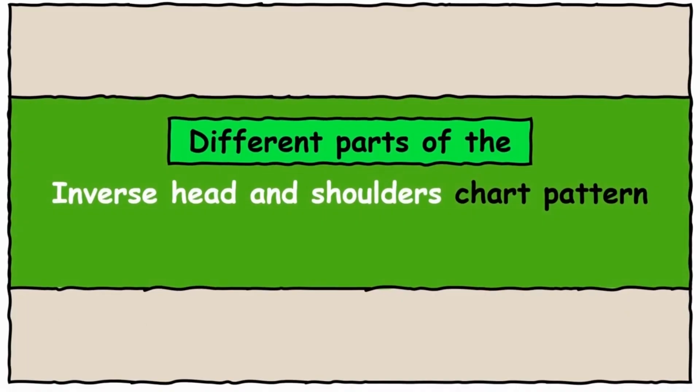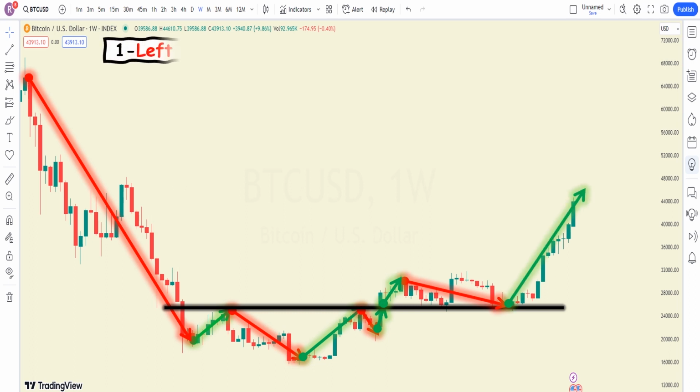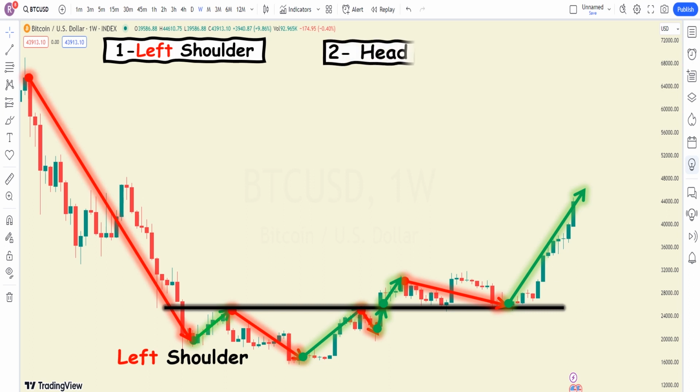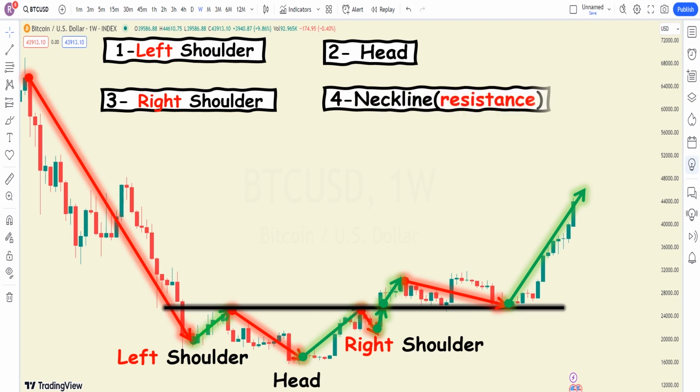Different parts of the inverse head and shoulders chart pattern. One, left shoulder. Two, head. Three, right shoulder. Four, neckline, resistance.